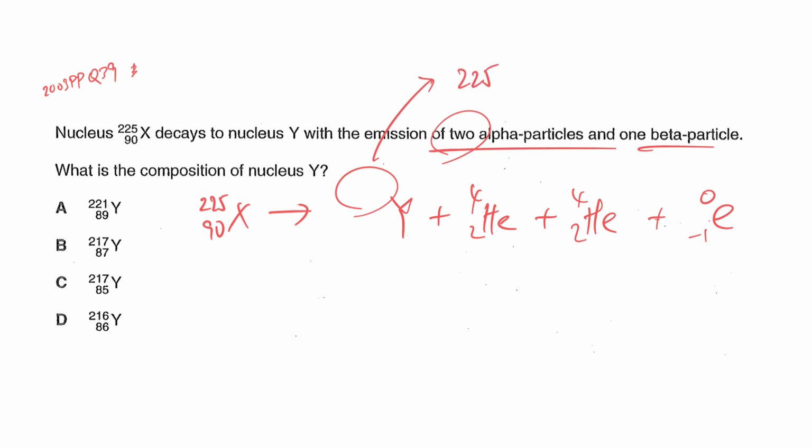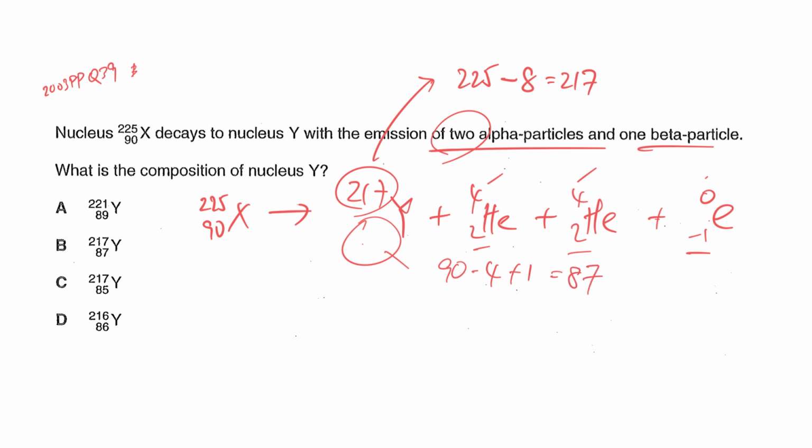Starting is 225. If you take away 4 twice, and then no change for the beta, so total take away 8. So that will be 217. As for the proton number, you take away 2 each time, but you add back 1. So it's 90 minus 4 plus 1. So the resulting proton number will be 87. So the answer will be B.